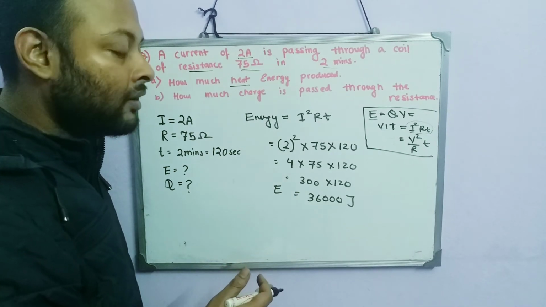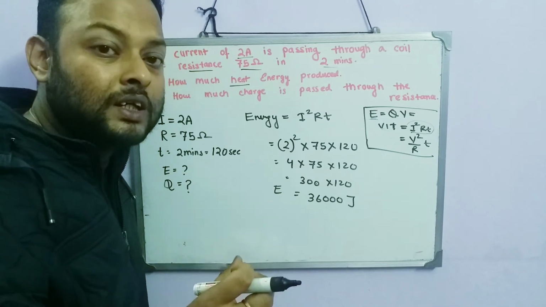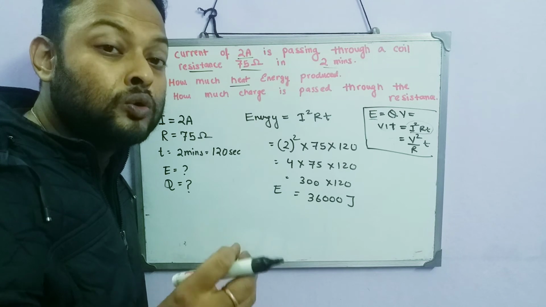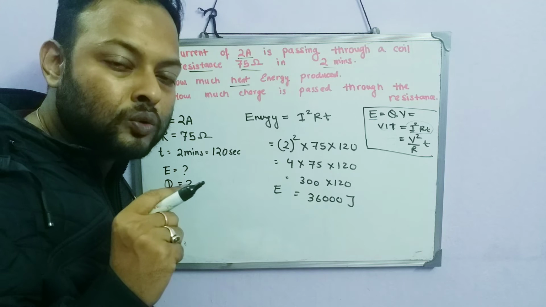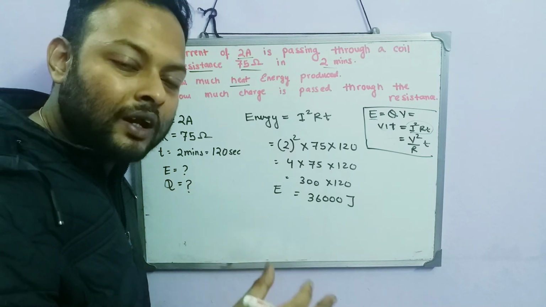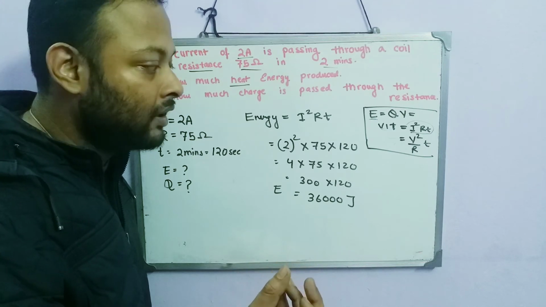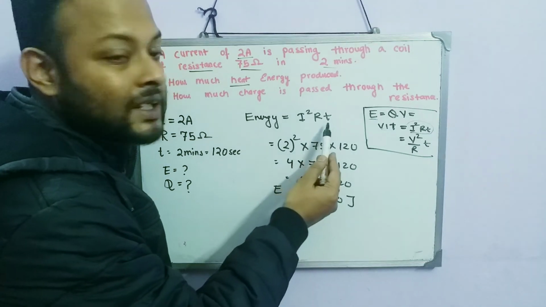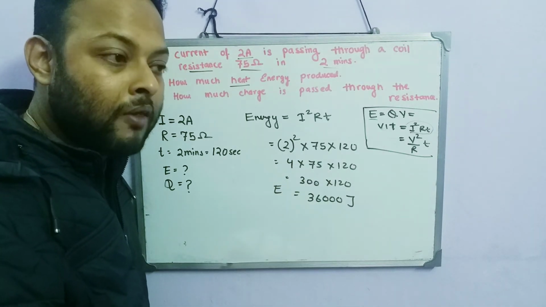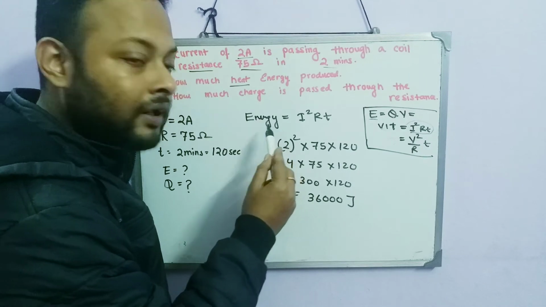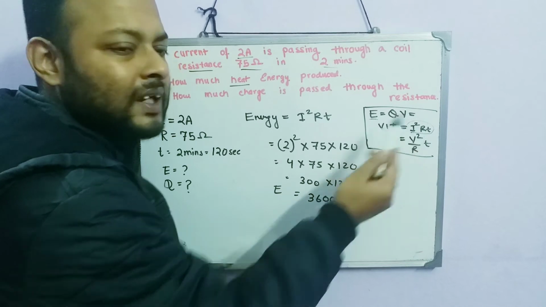Now this heat energy which is produced also has a little concept known as Joule's law of heating. I'm just giving you a brief idea. When current passes through a wire, the wire heats up, and how much heat energy is produced in the wire is given by the formula I square RT. When we study Joule's law of heating, then I will explain in detail how this formula I square RT comes, but it is the same way, I square RT.